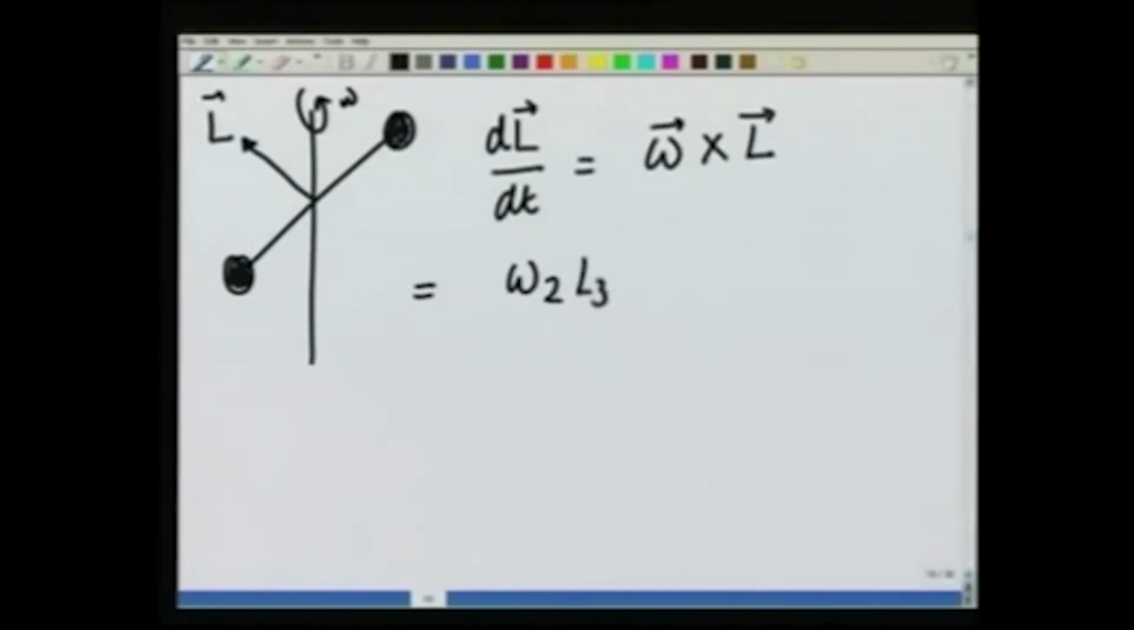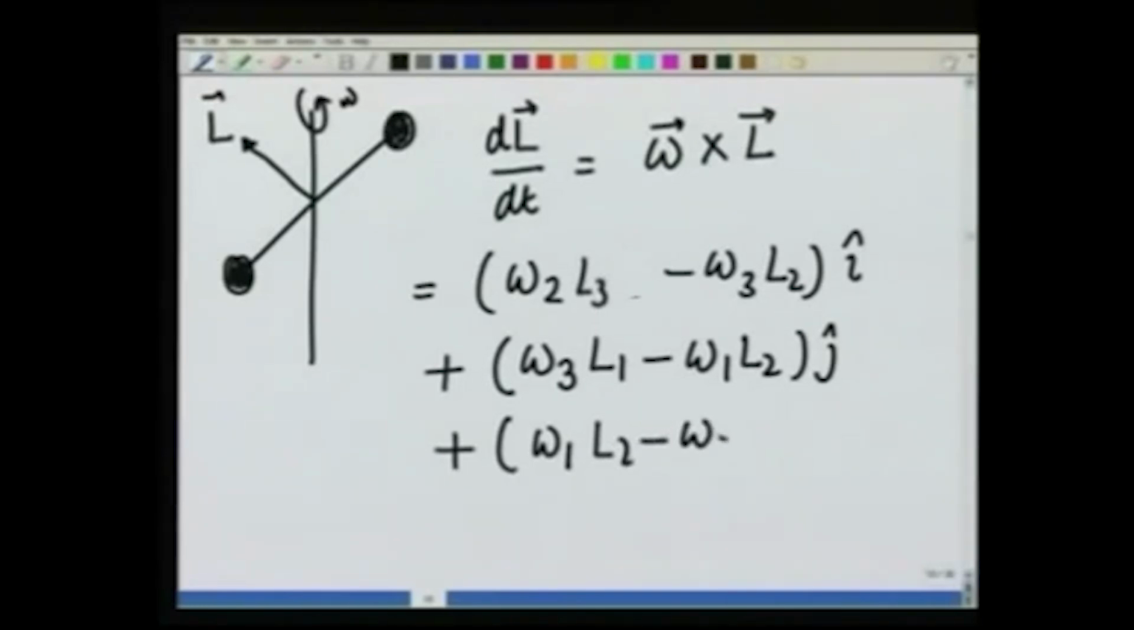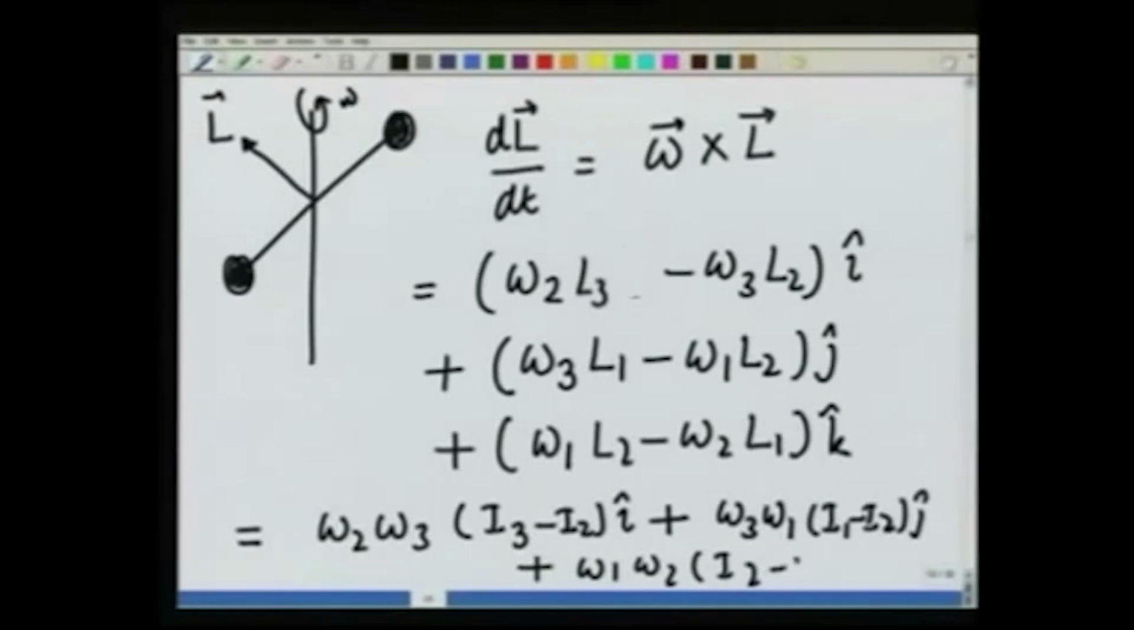and in general I can write this as omega 2 L3 minus omega 3 L2 i plus omega 3 L1 minus omega 1 L3 j plus omega 1 L2 minus omega 2 L1 k, which in this case can be calculated to be, let me write it further, omega 2 omega 3 (I3 minus I2) i plus omega 3 omega 1 (I1 minus I3) j plus omega 1 omega 2 (I2 minus I1) k.